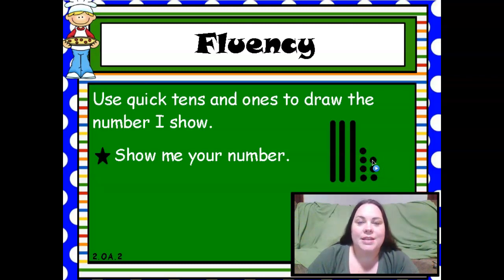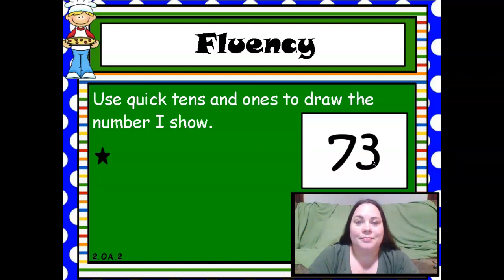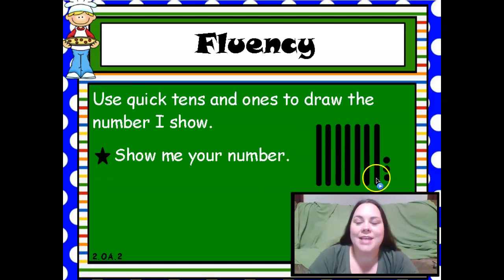And let's represent the number 73. We just switched those numbers around, so I wonder how we're going to do our tens and ones. Go ahead and show me your work. All right, we just switched that around, so now we have 7 tens and 3 ones. Let's count it. 10, 20, 30, 40, 50, 60, 70, 71, 72, 73.